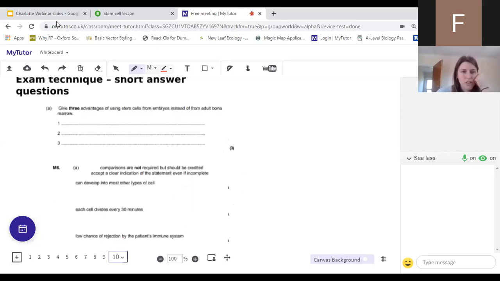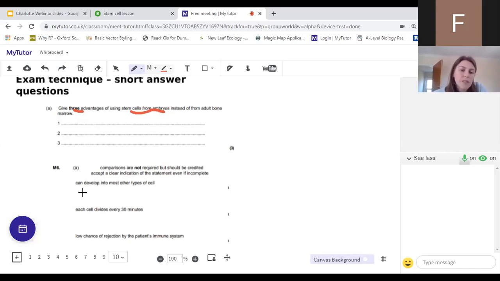So, for part A, 3 advantages of using stem cells from embryos. 3 marks, so you need 3 points. Comparisons aren't required but should be credited, except a clear indication of the statement, even if incomplete. So you can see in the mark scheme there, there's some leeway. So I always think it's quite reassuring to look at these.